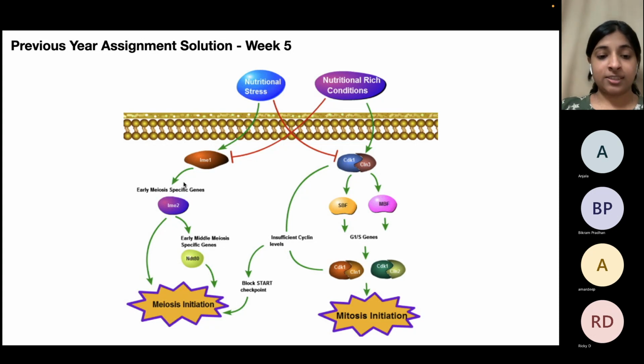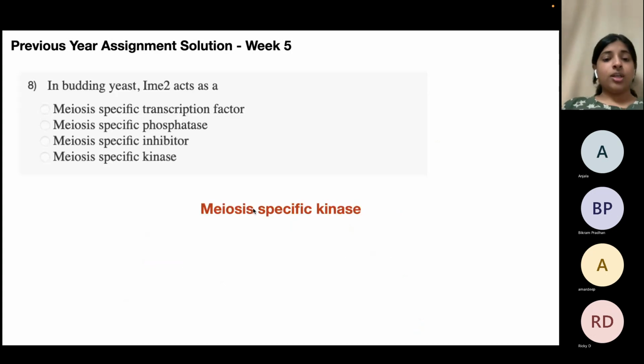IME2 is actually a kinase which is able to add phosphate groups to various proteins that initiate meiosis and ultimately start meiosis. So IME2 is only active in meiosis. So it's a meiosis specific gene, and its function is to phosphorylate. So it's a kinase. So the answer to this question is fairly straightforward. It's a meiosis specific protein. It's a meiosis specific kinase.